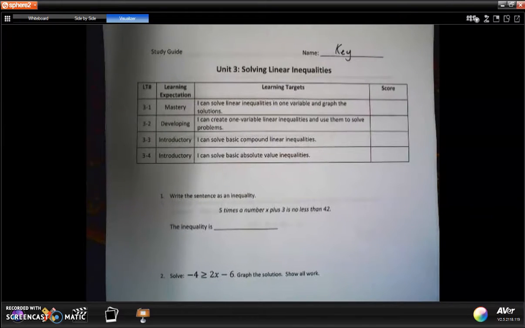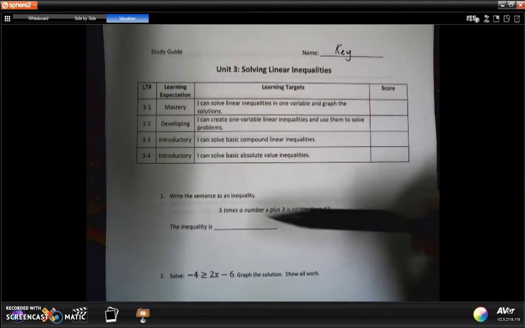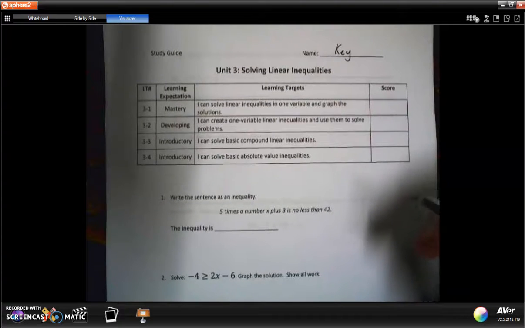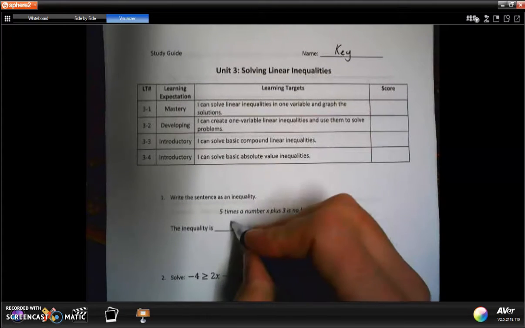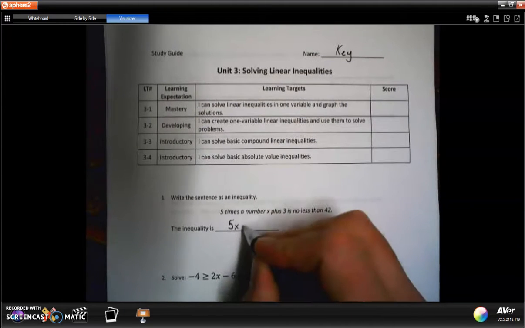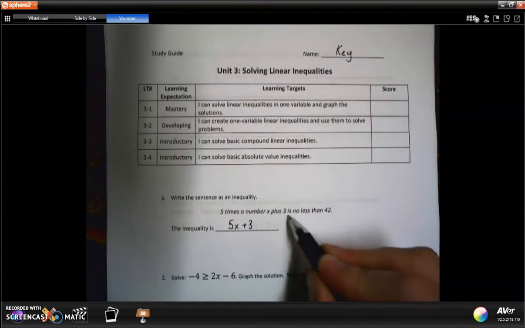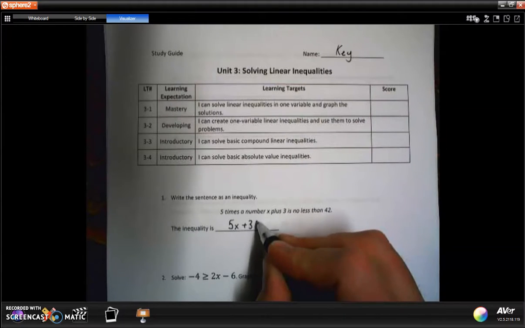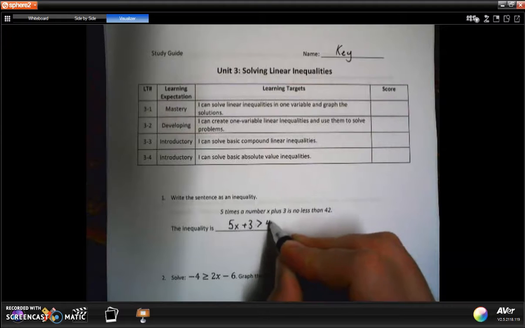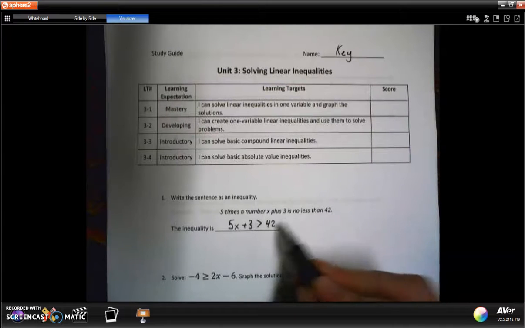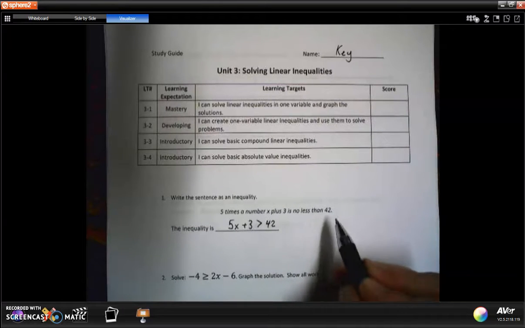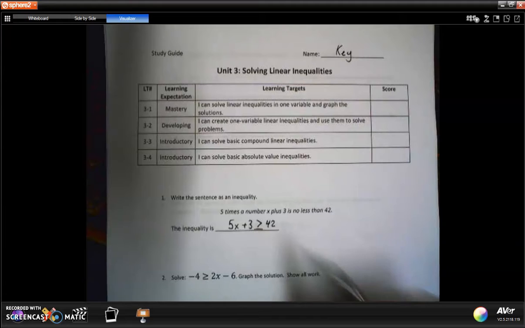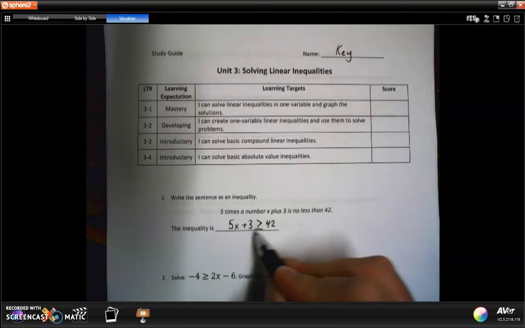Write a sentence as an inequality. 5 times a number x plus 3 is no less than 42. So 5x plus 3 is greater than 42. Now the question is, is it greater than or equal to? It is no less than 42, so that means it could be 42, but it cannot be less than. So it's greater than or equal to.